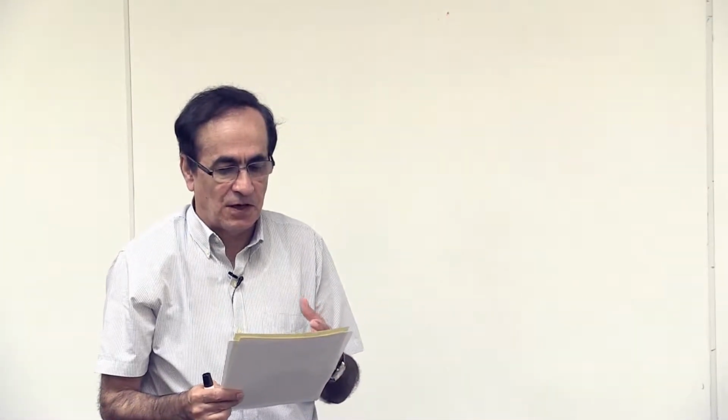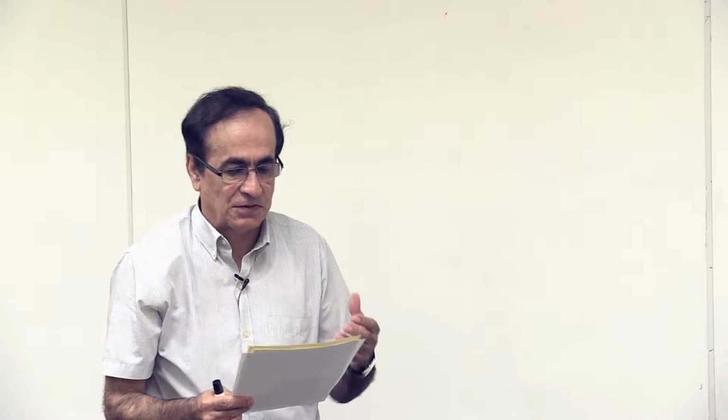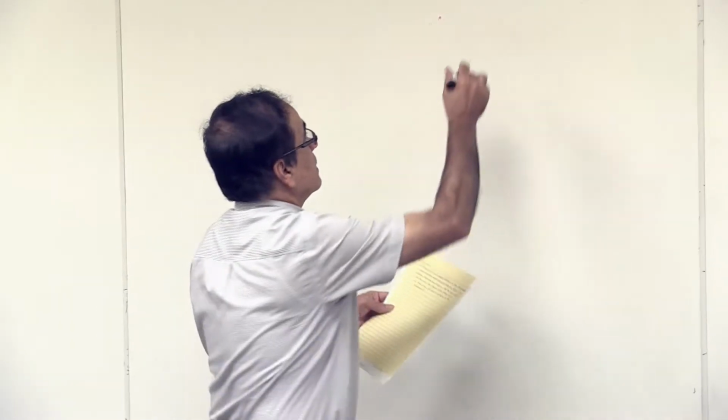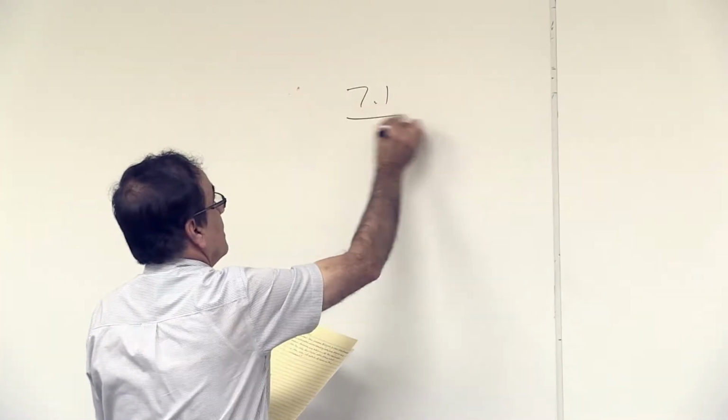We're going to start the first example. This example is going to explain how you can find the rate of return in general cases. So we're going to start with example 7.1.